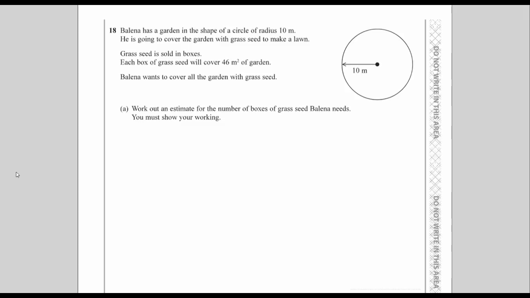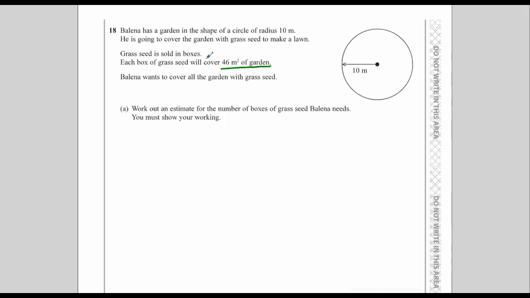Question 18. Bellina has a garden in the shape of a circle of radius 10 meters. What a strange garden. He is going to cover the garden with grass seed to make a lawn. Grass seed is sold in boxes. Each box of grass seed will cover 46 meters squared of garden. Bellina wants to cover all of the garden with grass seed. Work out an estimate for the number of boxes of grass seed Bellina needs. You must show your working.